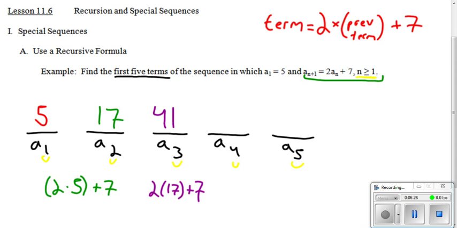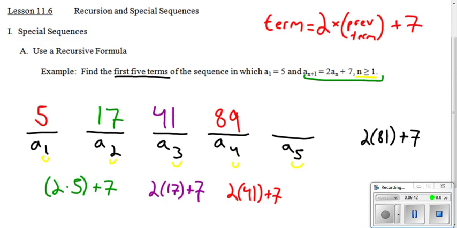And again, for our next term, 2 times 41 plus 7, so that would be 82, plus 7 is 89. And then this last one would be 2 times 81, again, still plus 7, so that would come out to 162, plus 7 is 169. So this would be our series, or our recursive series.